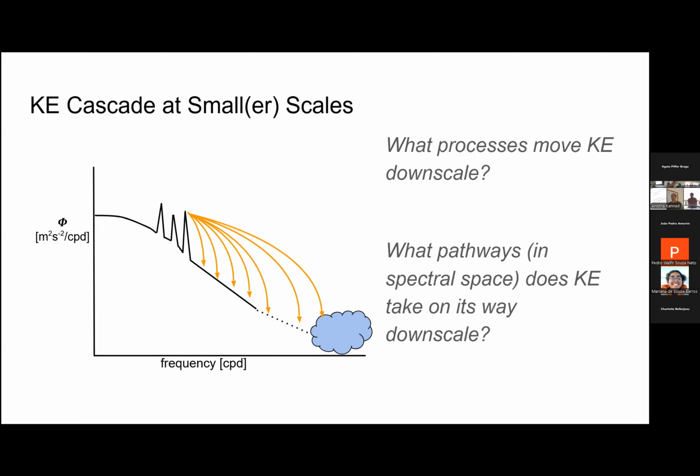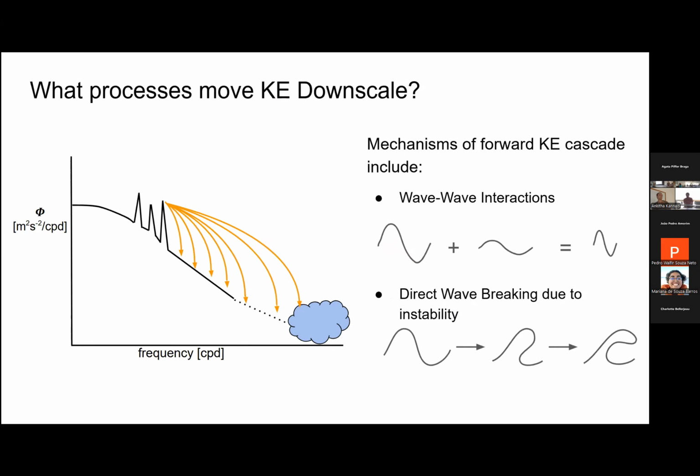So we'll be talking about what processes do that moving of kinetic energy downscale, and then what pathways kinetic energy takes on its way there. Firstly, the processes that move kinetic energy towards smaller scales and eventually turbulence. Ankita and Kaiki talked a lot about instabilities this morning. At any one of these scales, you could have an instability like a shear instability or a convective instability if the criteria are met for that instability to occur. And then that can very rapidly transfer energy to dissipation.